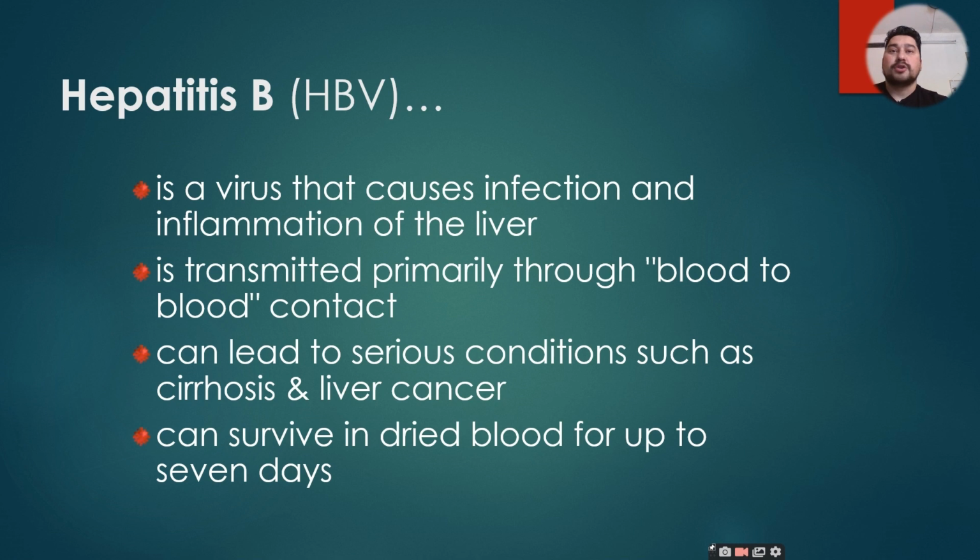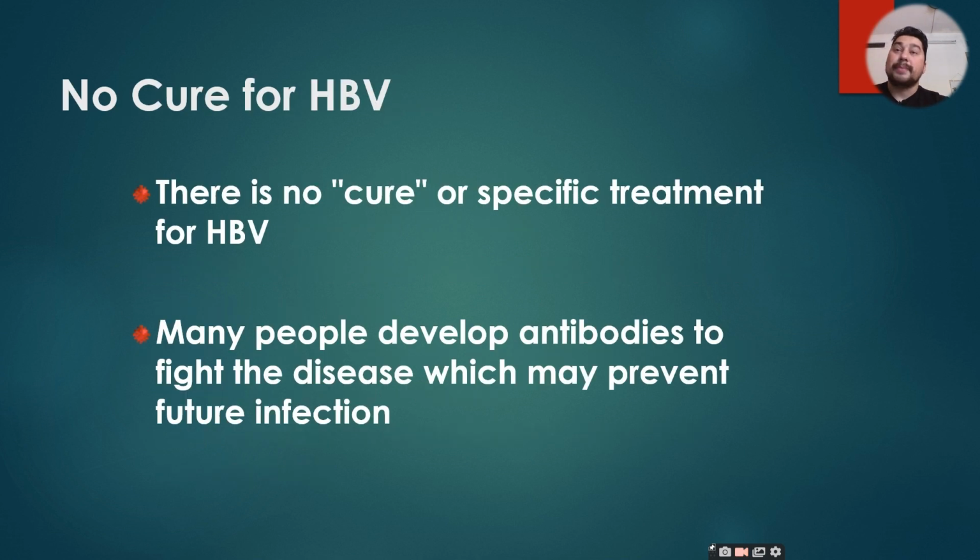Hepatitis B is a virus that causes infection and inflammation of the liver. It is transmitted primarily through blood-to-blood contact, can lead to serious conditions such as cirrhosis and liver cancer, and can survive in dried blood for up to 7 days. So if you come in contact with blood that is already infected, even if it is dried, even after 7 days it can infect you. This is related to hepatitis B. There is no cure for hepatitis B.